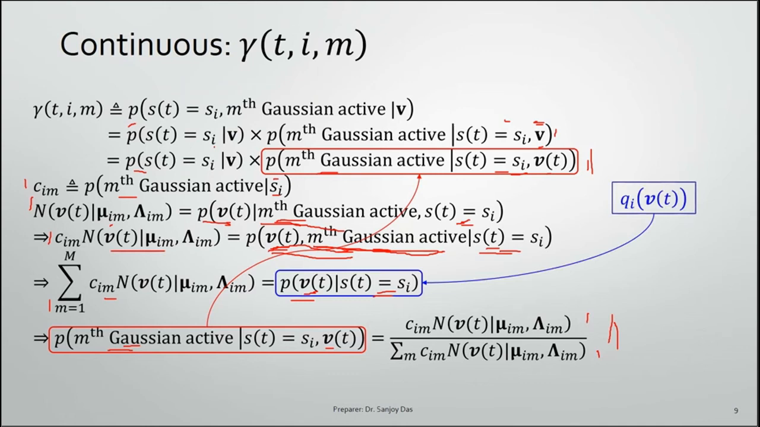Now, one thing to note is that this probability of V given St equals Si is nothing but the emission PDF, Qi of V.